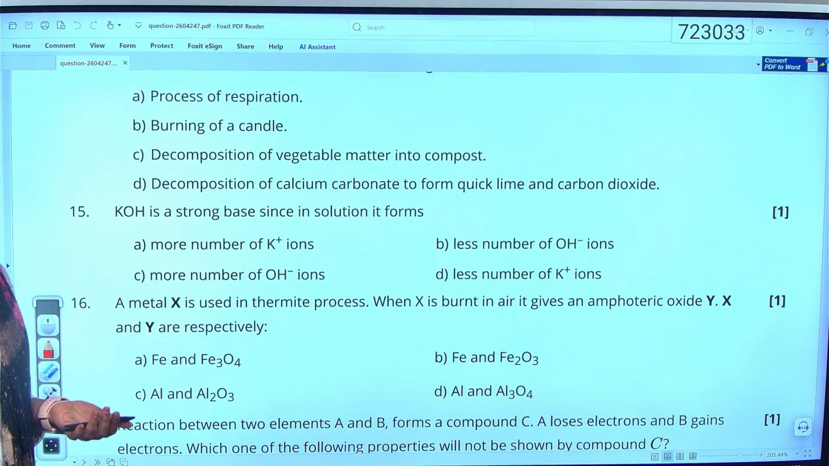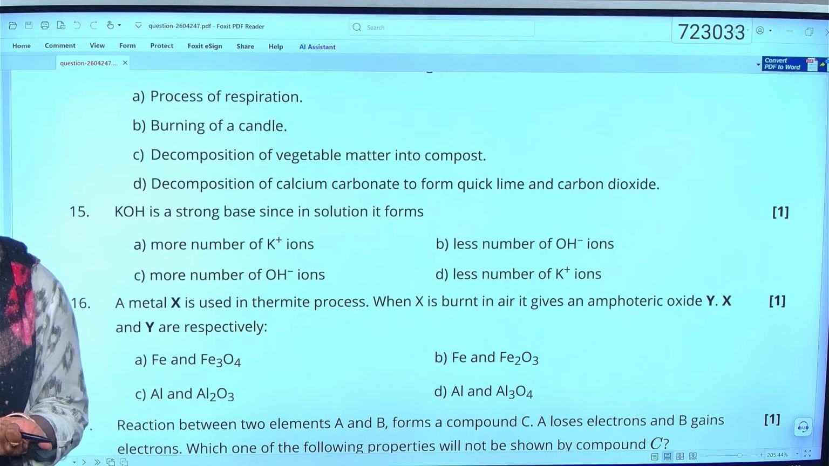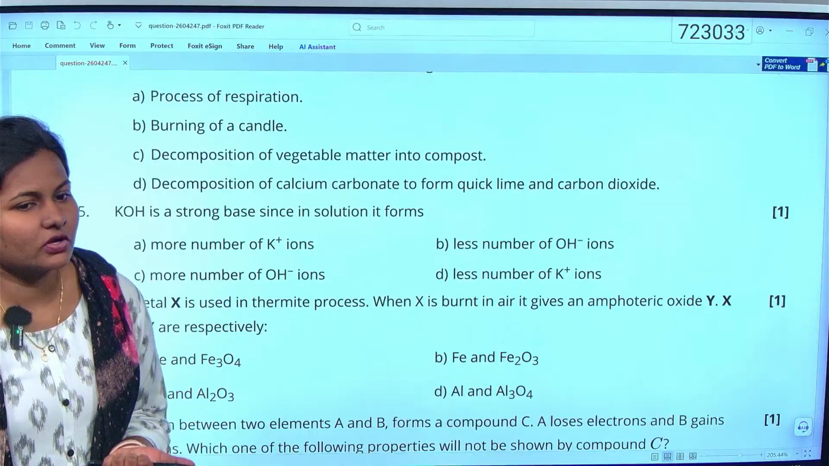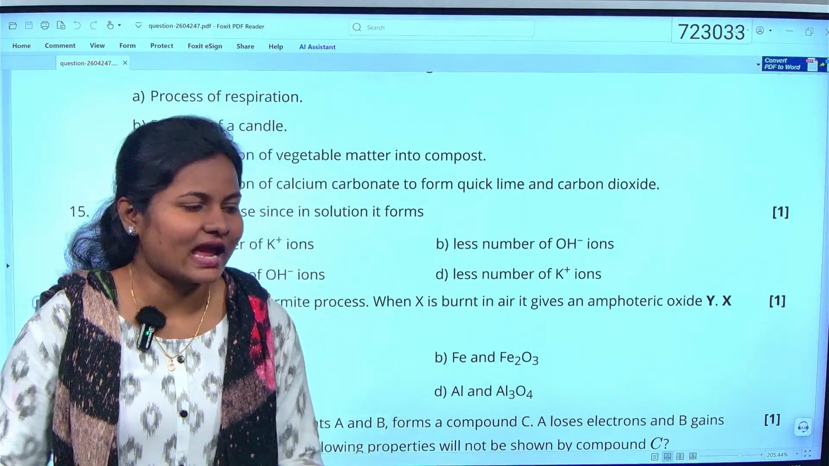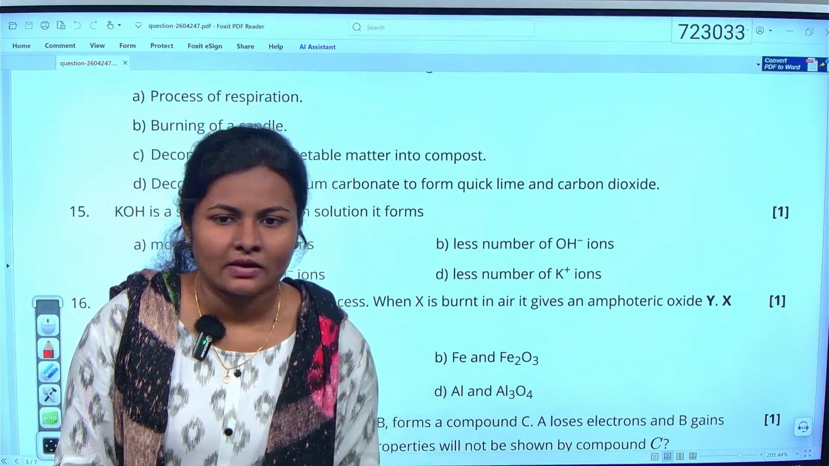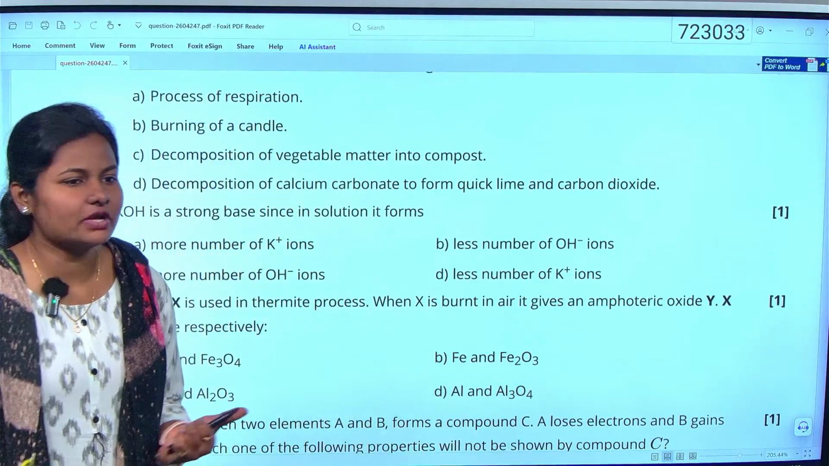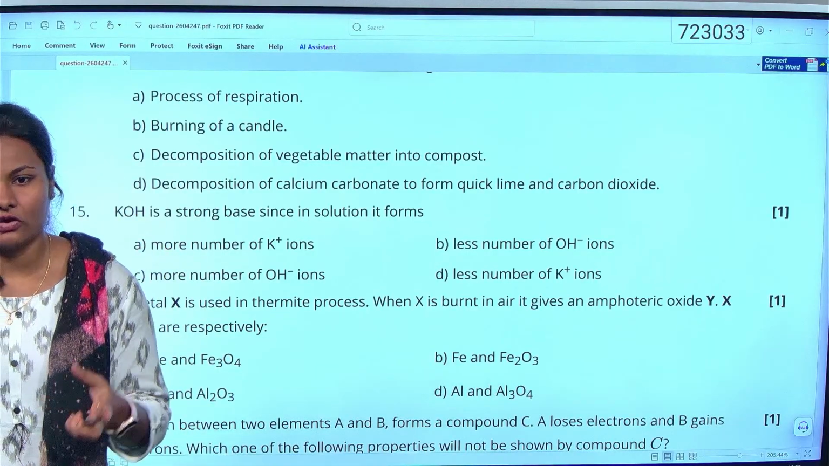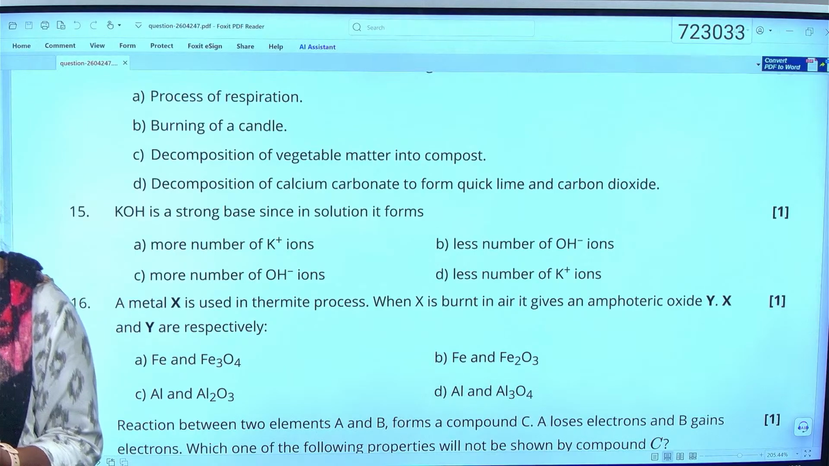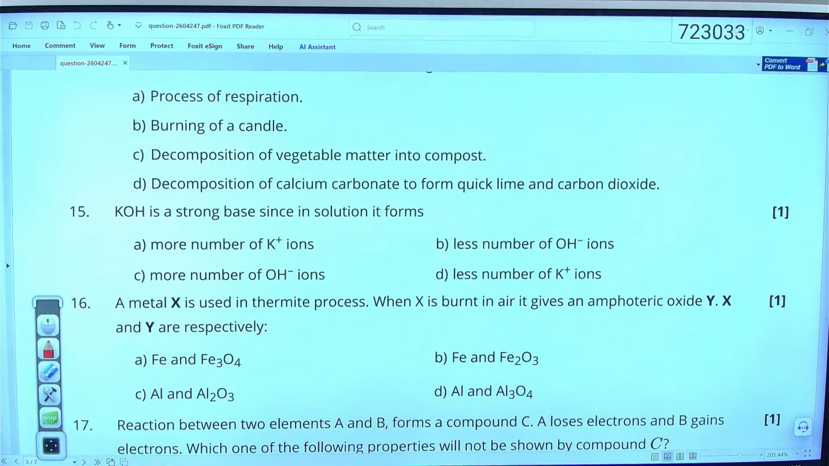Decomposition of calcium carbonate to form quicklime and carbon dioxide is the endothermic process. Yeah, decomposition, heat is absorbed there, and calcium carbonate breaks down into calcium oxide and carbon dioxide by absorbing the heat. So since heat is absorbed, it is an endothermic reaction.